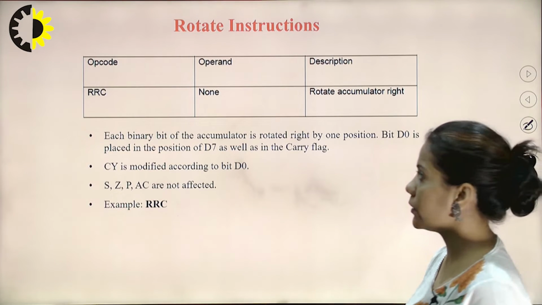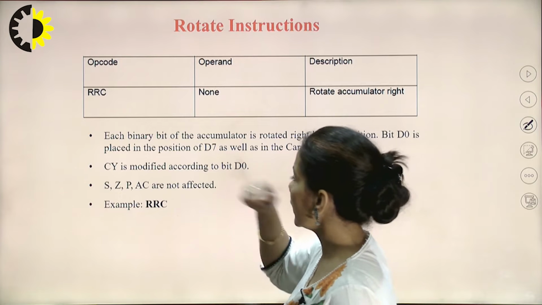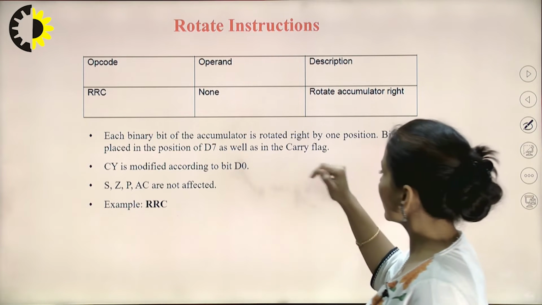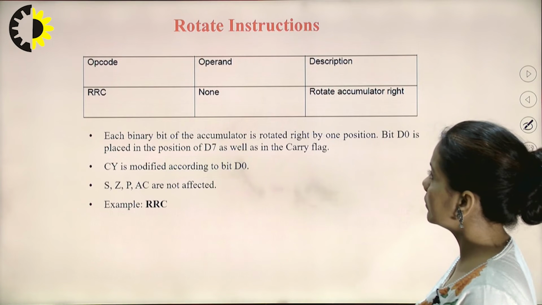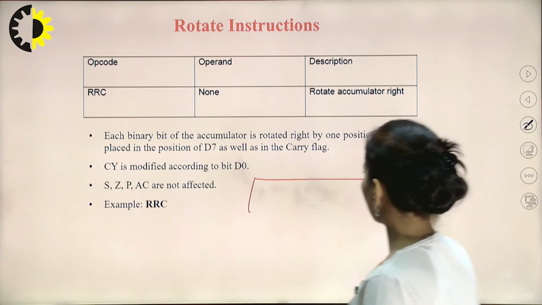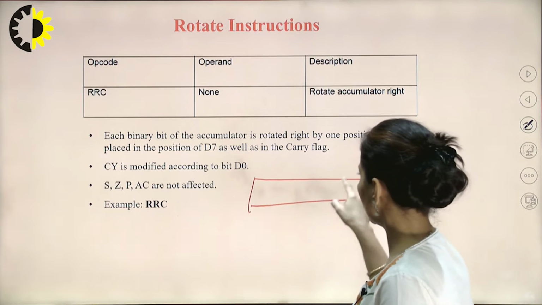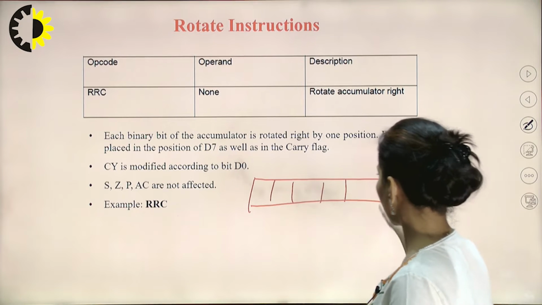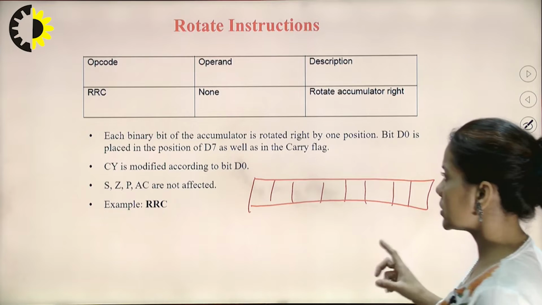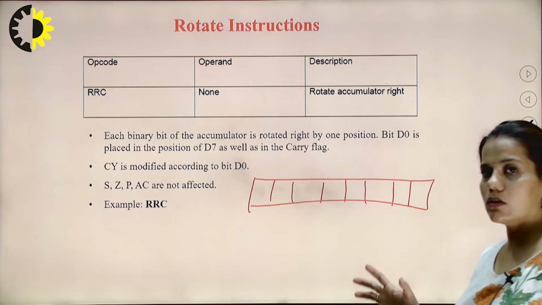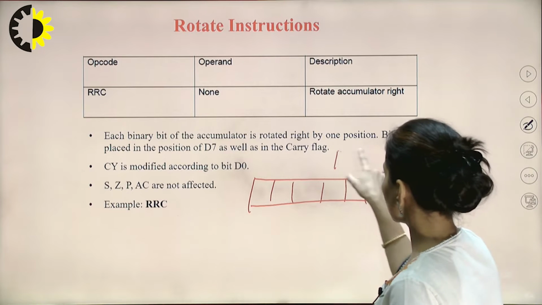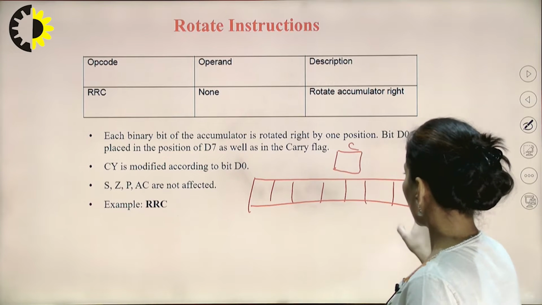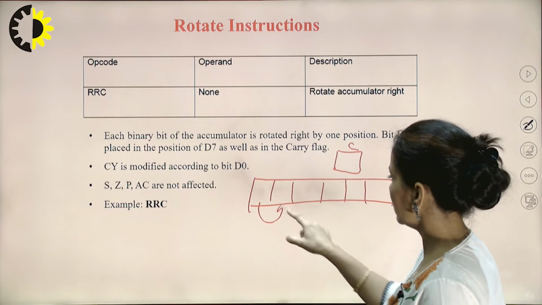RRC, that is rotate right with carry. Again here the contents are rotated to the right, as can be seen here. This is the contents of the accumulator. So RRC and RLC all work with the accumulator. Here this is the carry. So this is right rotation.